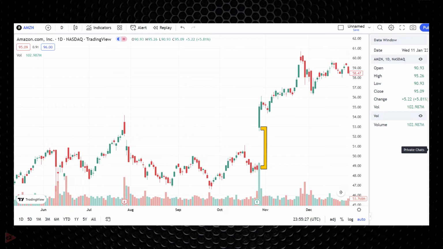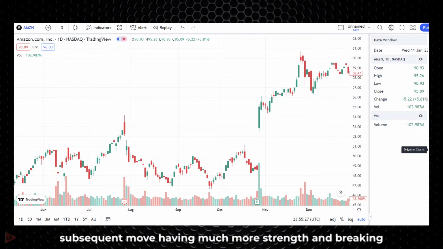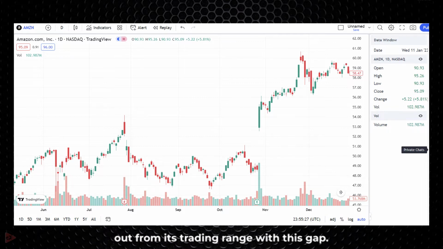The size of the gap is proportionally correlated to the strength of the subsequent price move. What does that mean? The larger the gap, the greater the supply and demand imbalance. Therefore, it gives greater odds of the subsequent move having much more strength and breaking out from its trading range. With this gap in particular, what we want is a breakout that occurs on heavy volume.